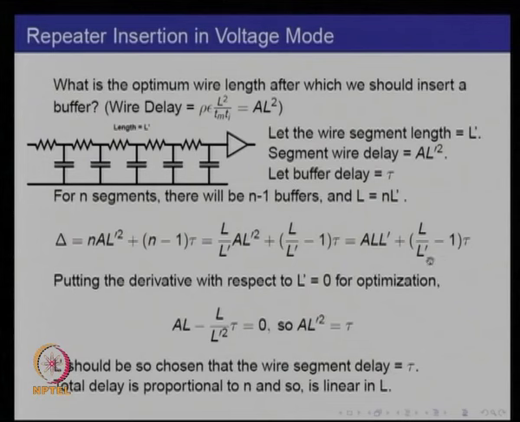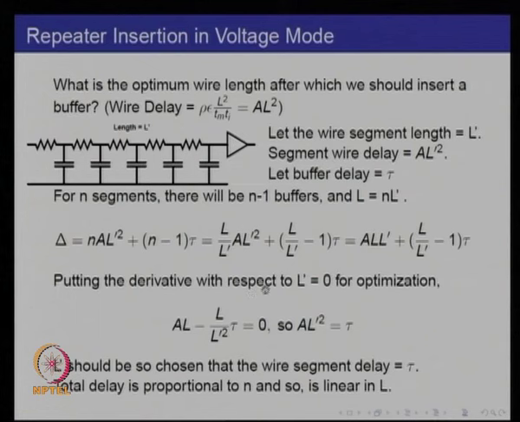Now, we want to know what is the optimum segment length to minimize this overall delay. After all, if we have very small segments, then we will have a large number of them. The total delay introduced by the buffer will then dominate the delay. On the other hand, if we have segments which are too long, then the L square dependence will make the wire delay too much. And therefore, there is an optimization, an optimal length L prime.